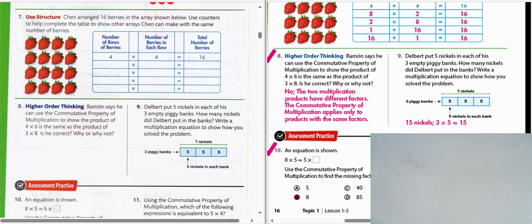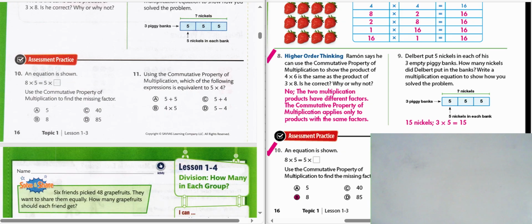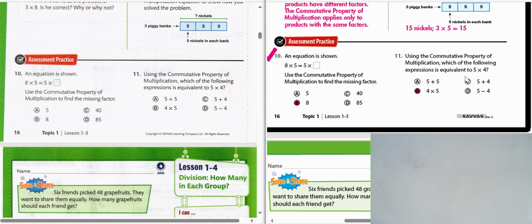Okay, arrangement practice here. Equation: 5 times 5 equals 5 times what? 5 times 8. We use the commutative property. Choose 8. And question 11, use the commutative property of multiplication, which of the following expressions is equivalent to 5 times 4? 5 times 4 equals 4 times 5. Okay, using the commutative property, choose letter P here and letter P here also.